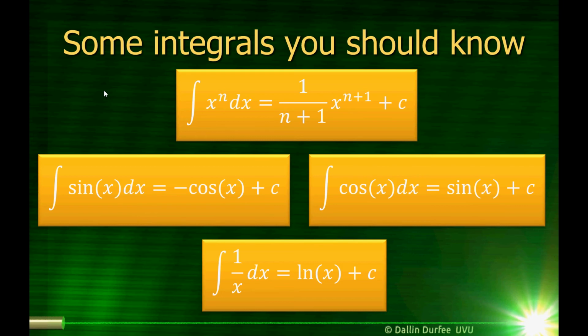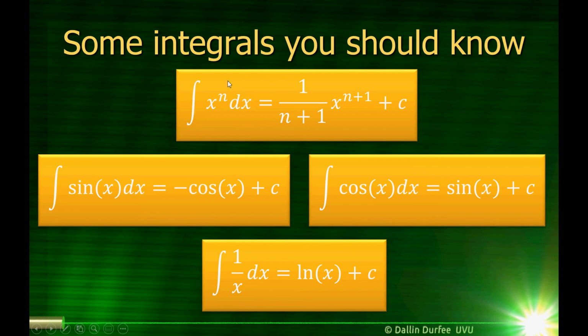Similarly, the integral of sine is negative cosine plus a constant, because if I take the derivative of negative cosine, I get sine. And the integral of cosine is sine, because if I take the derivative of sine, I get cosine. And of course, the derivative of natural log of x is 1 over x, so that means the integral of 1 over x dx is just the natural log of x plus c.